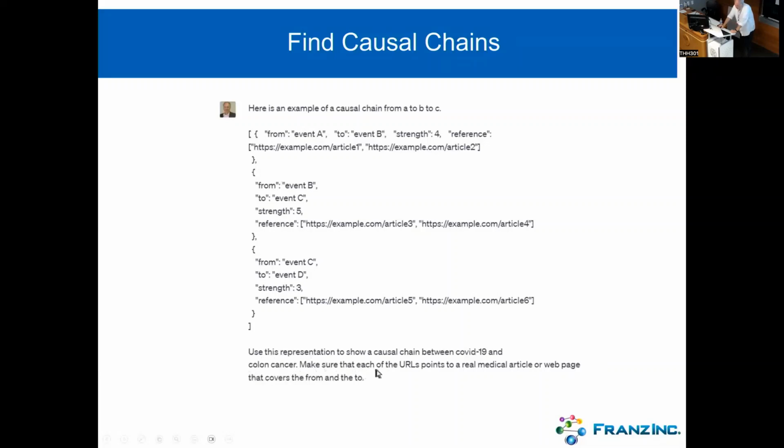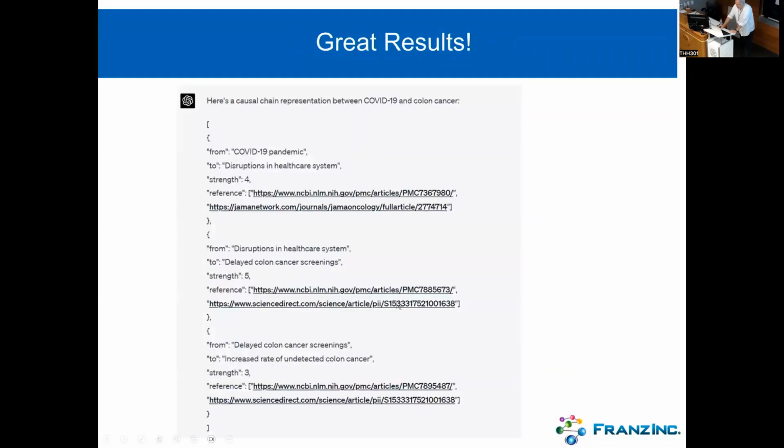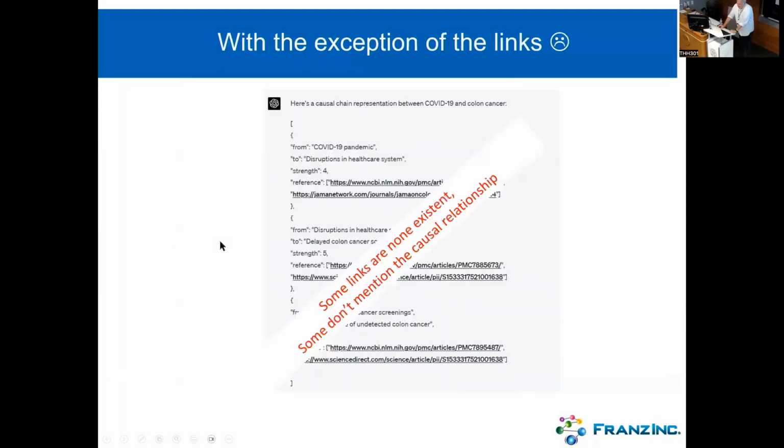Make sure that each of the URLs points to a real medical article or web page that covers the from and the to. Right? And then when I do it, I get this beautiful chain. Here's a causal chain representation between COVID-19 and colon cancer. From COVID-19 to disruptions in healthcare, strand 4 with the reference. From disruptions in healthcare to delayed colon cancer screening, strand 5 with the reference. From delayed colon cancer screening to increased rate of undetected colon cancer. Makes sense, right? Now, this looks great.